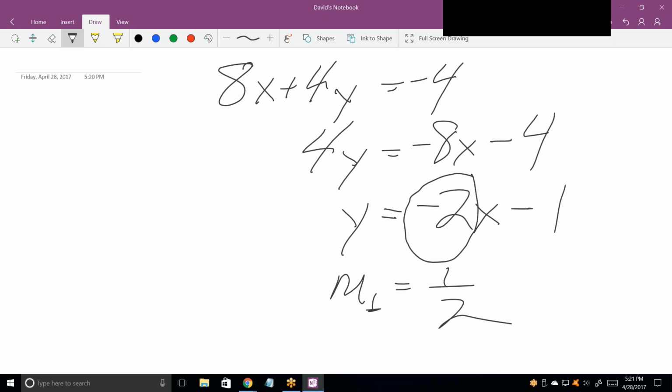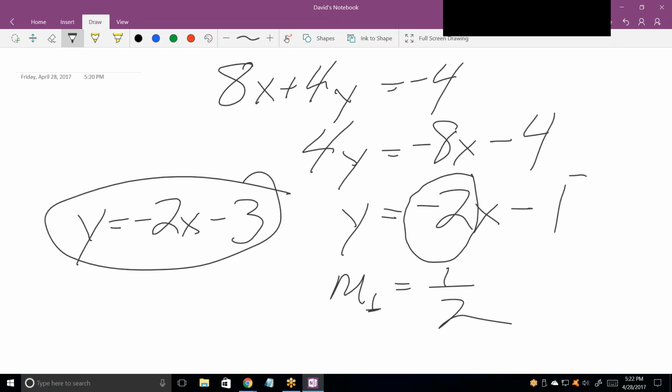So parallel has the same slope, correct? Correct. A line with the same slope might be y equals minus 2x minus 3. That's parallel to this line. Notice they have the same slopes, they just have different y-intercepts. Same slope.